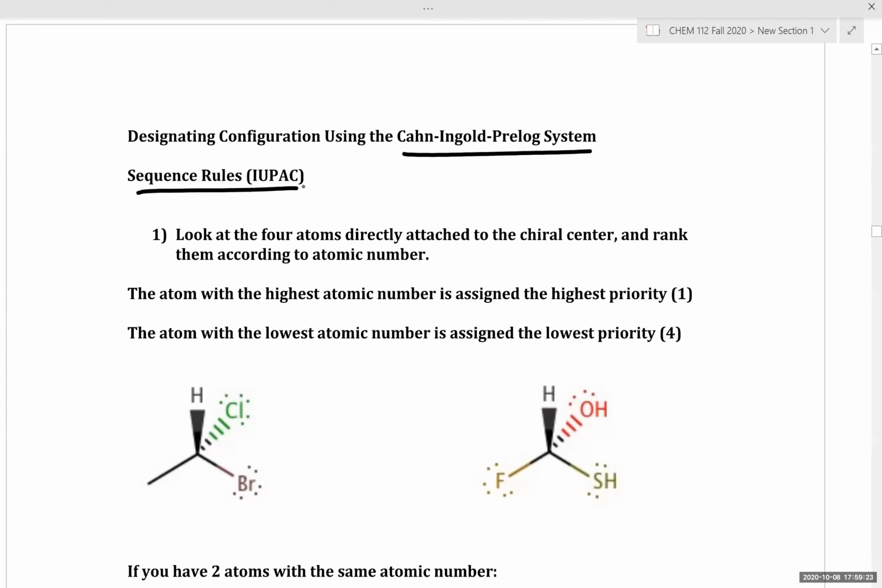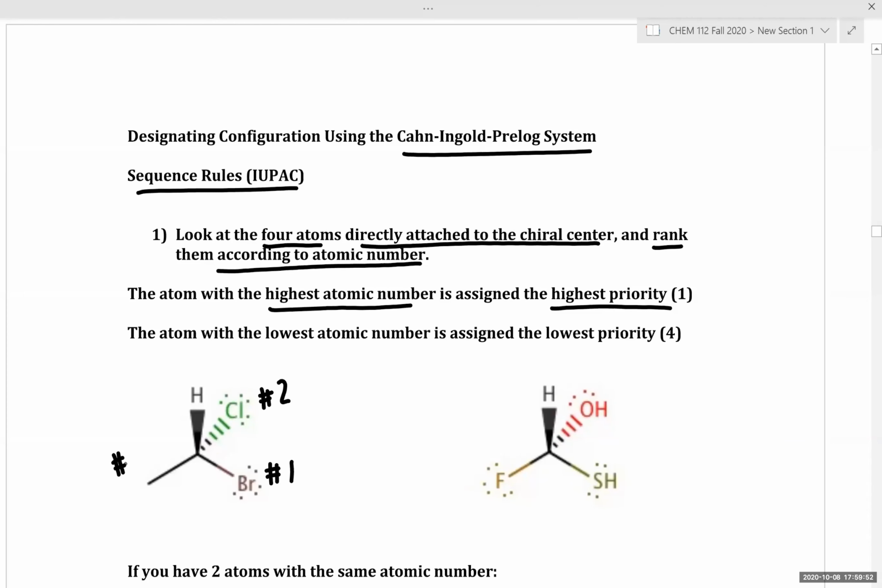In this method, you're going to look at the 4 atoms directly attached to our chiral center and rank them in order of atomic number. The highest atomic number is assigned the highest priority. So for example, in this first case, bromine has the largest atomic number, so it would be priority 1. Chlorine has the next highest atomic number, so it would be priority 2. Carbon has the next lowest atomic number, so it would be priority 3. And hydrogen has the absolute lowest atomic number, so it would be priority 4.